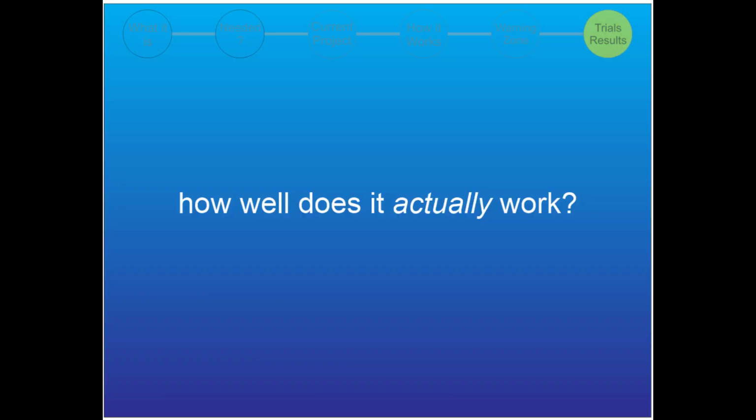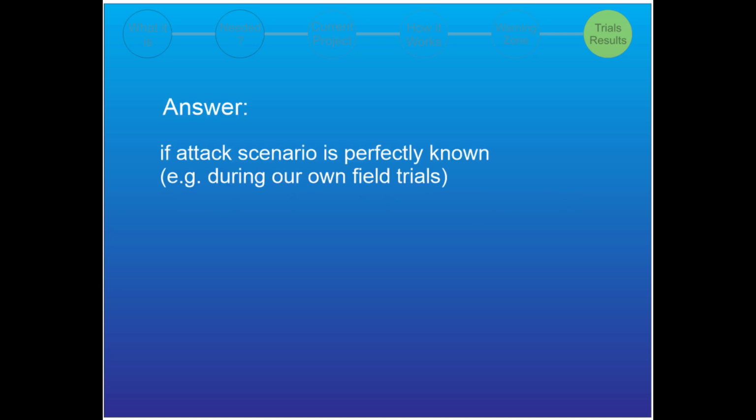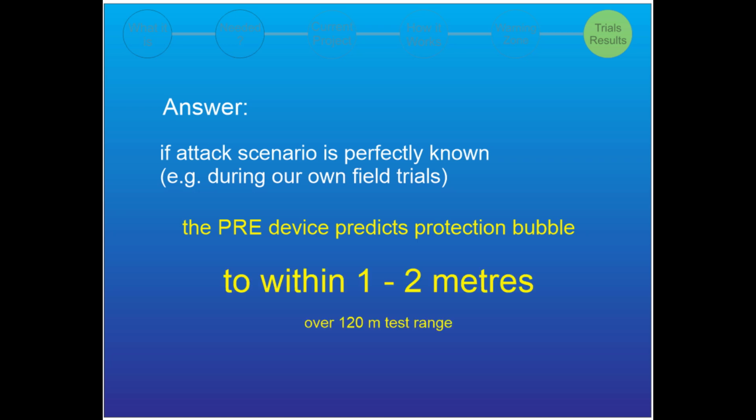Now, how well does this device actually work? Well, the answer is if the attack scenario is perfectly known, for example during field trials, we could create field trials like this, then the protection range estimator device predicts the protection bubble to an accuracy of within about 1 or 2 meters over a 120 meter test range. So pretty good under controlled conditions.